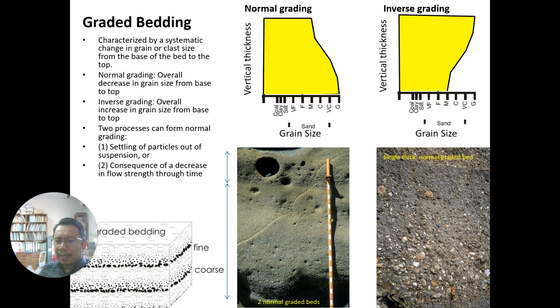So another kind of sedimentary structure associated with beds that we usually see is what we call graded beds. This is graded bedding, where you have a systematic change in grain size from the base of a bed to the top of a bed. For example, here are some photos. This is a single bed. This is the base of a bed, and this is the top of a bed. Notice the change in the grain size.